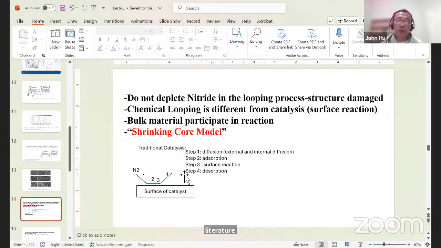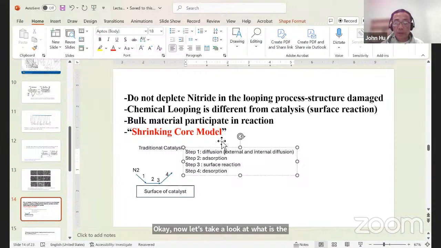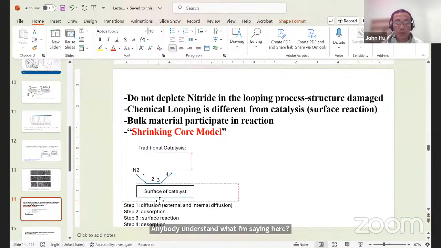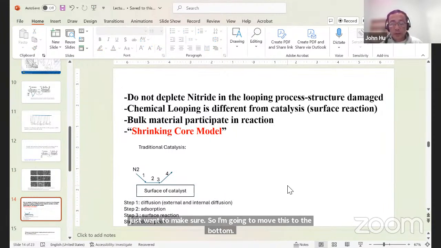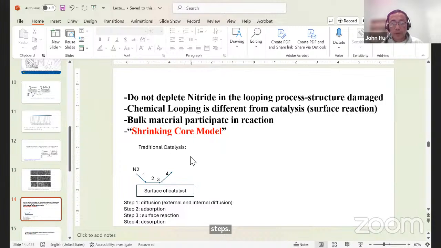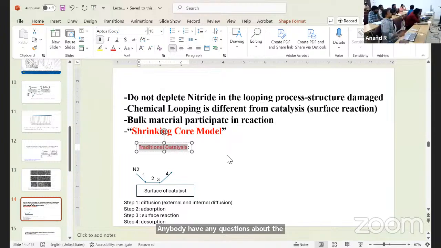Okay, now let's take a look at what the shrinking core model is. Does anybody understand what I'm saying here? I just want to make sure. I'm going to move this to the bottom. Does anybody have any questions about traditional catalysis? No, sir. Okay. All right.